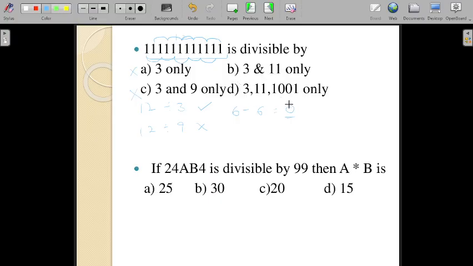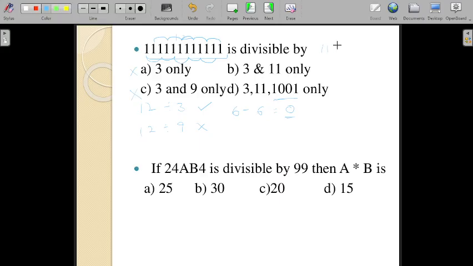3 and 11, 3 and 11 and 1001. For 1001, what we have to do? See, recently we have discussed the shortcut. The last 3 digits should be subtracted from the rest of the digits. In the same manner we need to continue the process. If the final value is divisible by 7, 11, 13, then we can say it can be divided. So let's check.